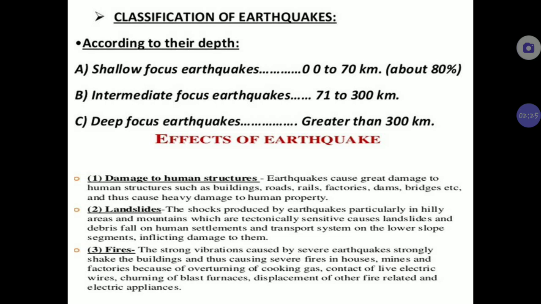Next we have discussed about effects of earthquake. First, it causes damage to the human structures such as buildings, roads, rails, factories and so on. Second one is landslide. It is produced by earthquake particularly in hill areas and mountains. Third one is fires. The strong vibration caused by severe earthquakes strongly shakes the buildings and thus causes severe fires in houses, mines and factories and so on.